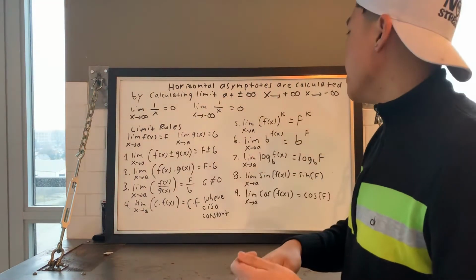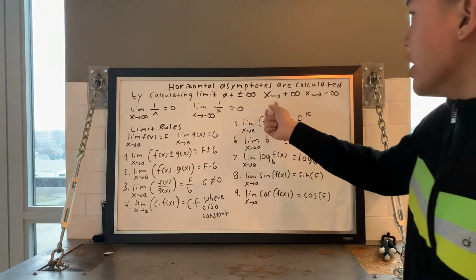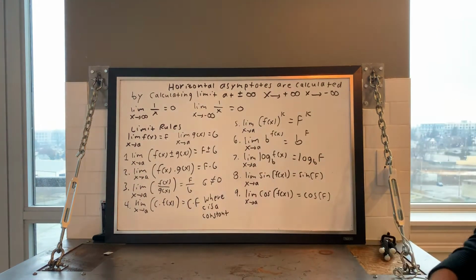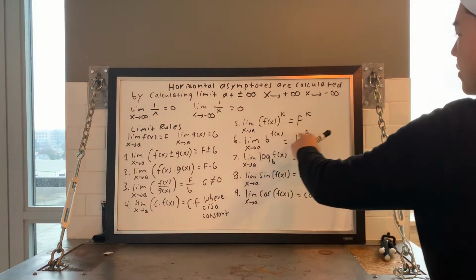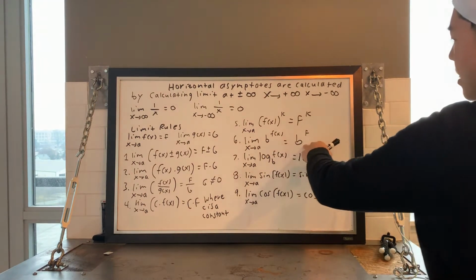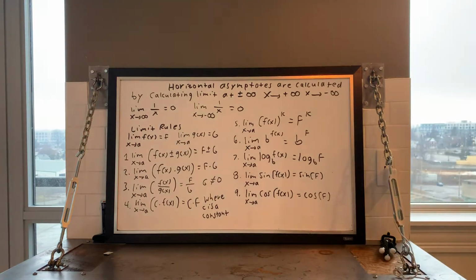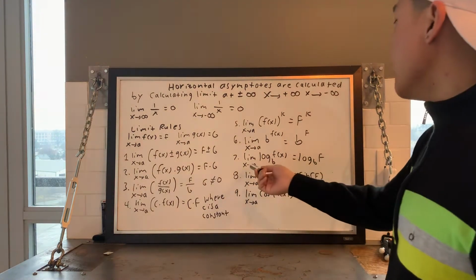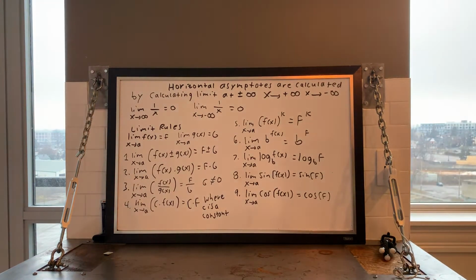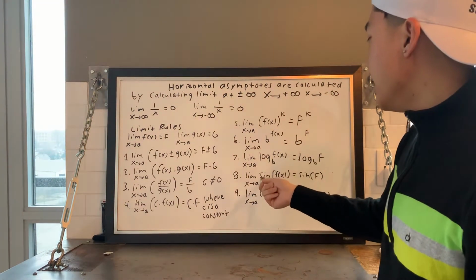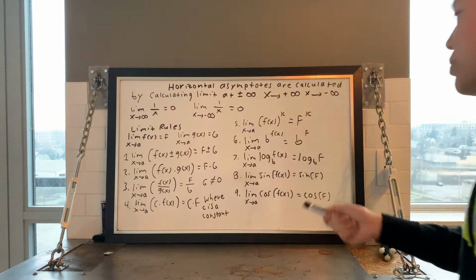The limit as x approaches a of f of x to the k is just the limit of that, all to the k. If you have a base with f of x in the exponent, then it's that base to the power of the limit. If you have the limit as x approaches a of log base b, then you have log base b of the limit, and then you'd have sine of the limit and cosine of the limit.